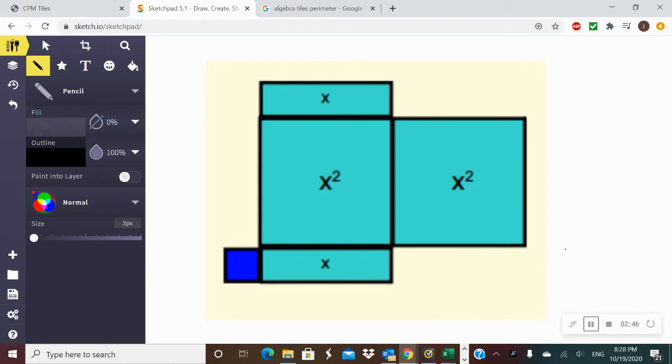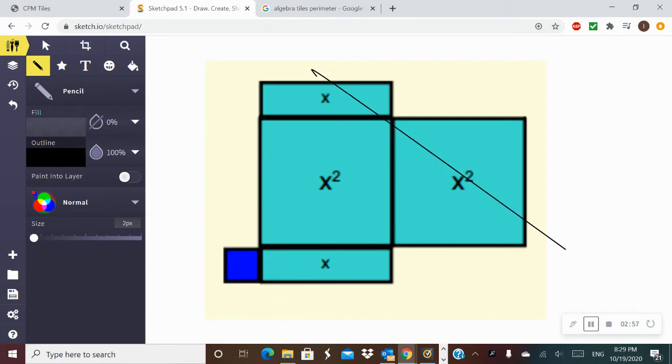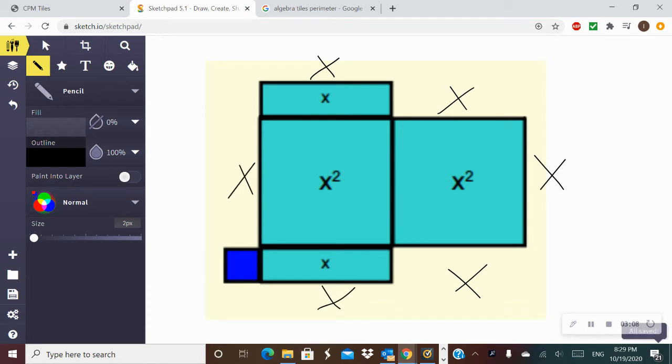Okay, let's do another one. So it looks like we don't have any y's this time, so we are going to do the x's. Let's find all the x sides. So we have an x here, x right here, an x here, here, and one more x over here. So we have 1, 2, 3, 4, 5, 6. We have 6x, just like last time.